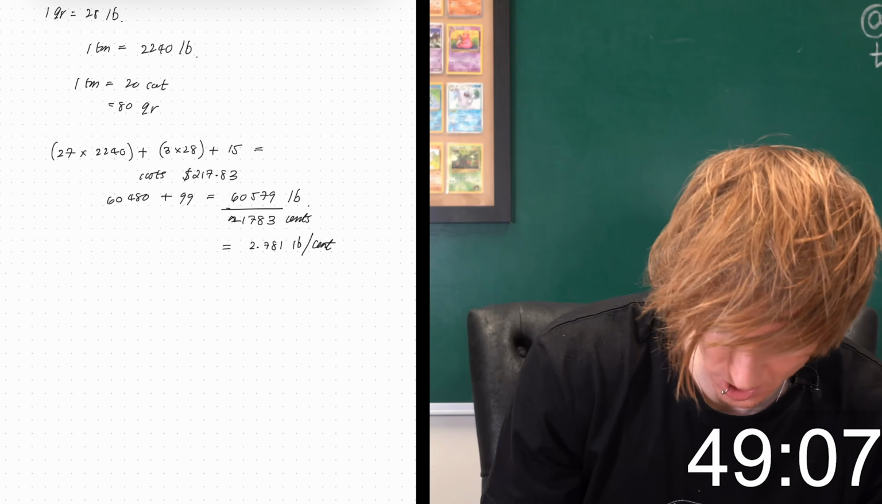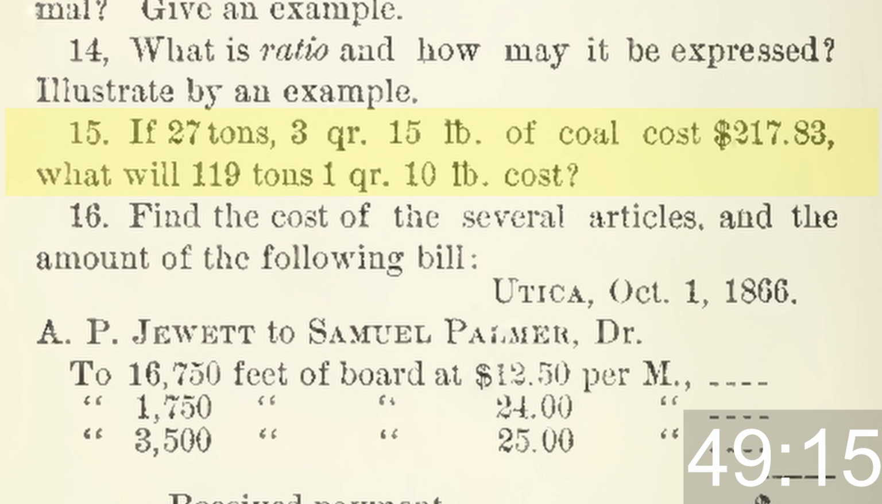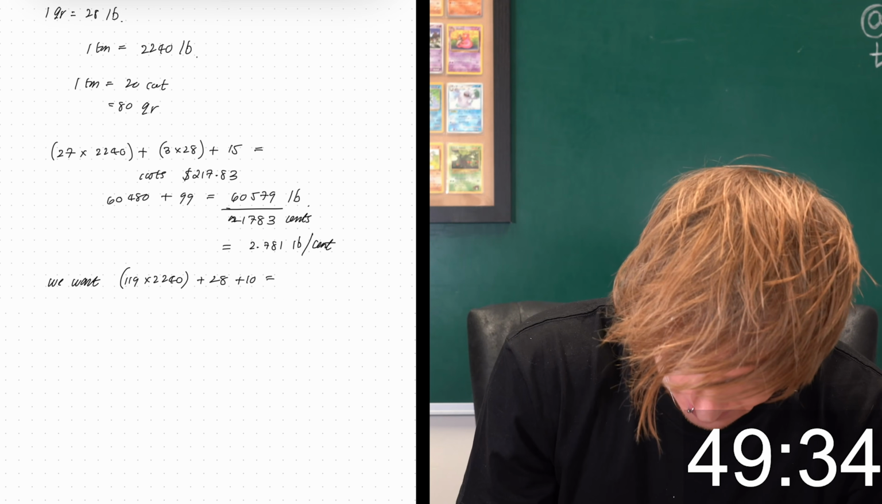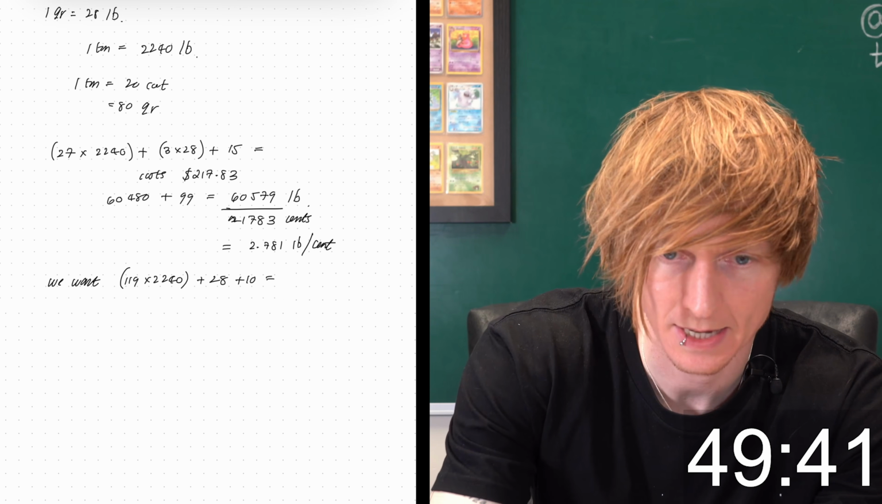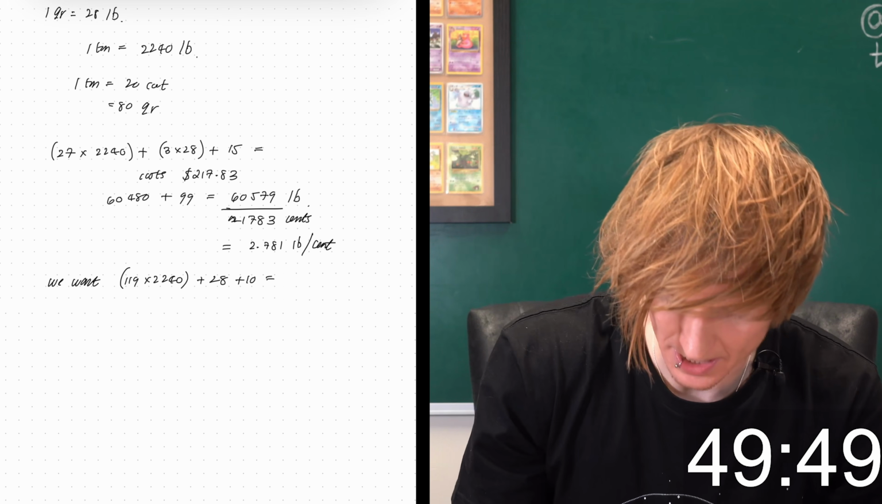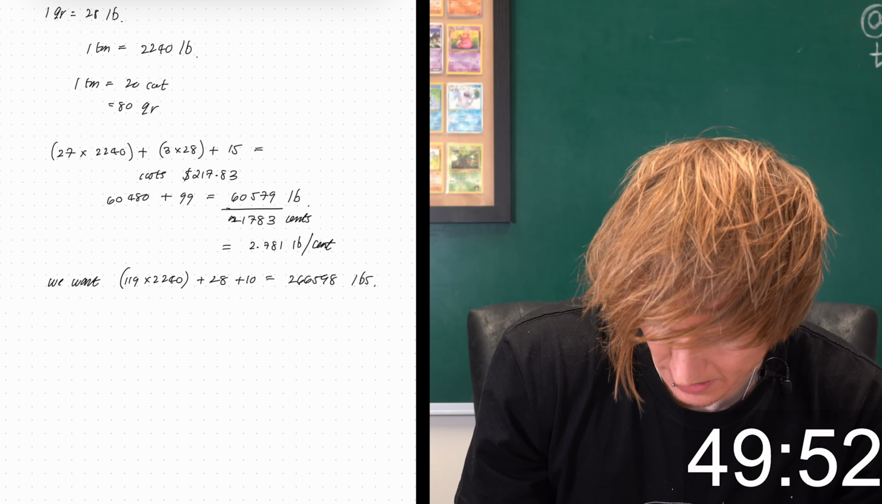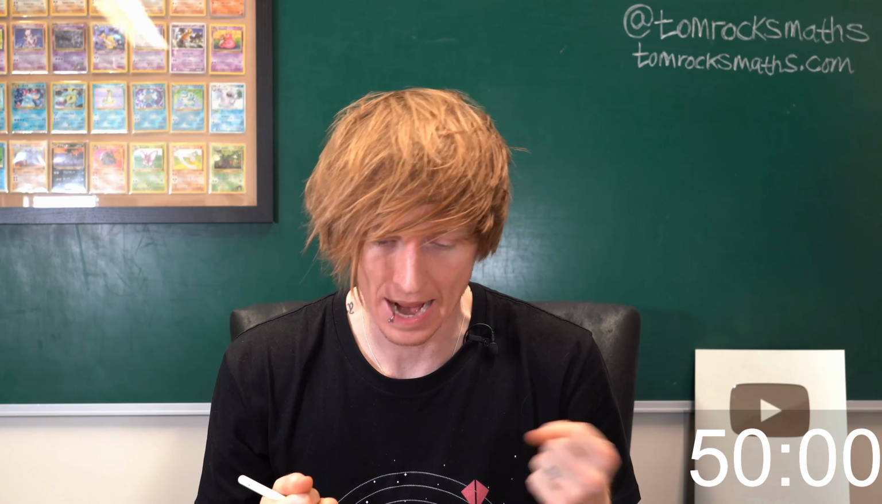So how many do we want? Let's see, 108 tons. Wow, that's a big number. No, 119 tons. We want 119 times 2240, plus 1 quarter, which is plus 28, and plus 10 pounds. Using the calculator again, 119 times that, plus 38, is 266,598 pounds. So we want 266,598 pounds, and we know how many pounds we get per cent.